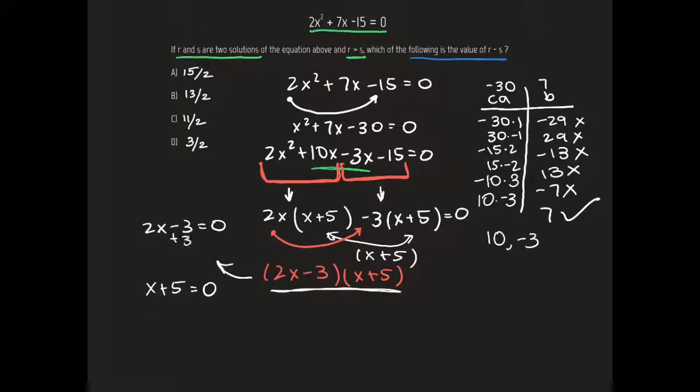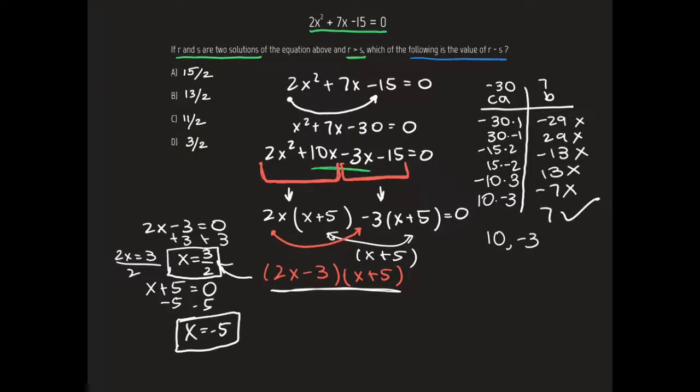So we'll do plus 3 on both sides. 2x is equal to 3. Now we have to divide by 2. That means x is equal to 3 by 2. And now we do minus 5, minus 5. x is equal to negative 5. Now, these are not our solutions. We haven't solved it completely just yet. We found our two values, but we haven't completely done what the question is asking.